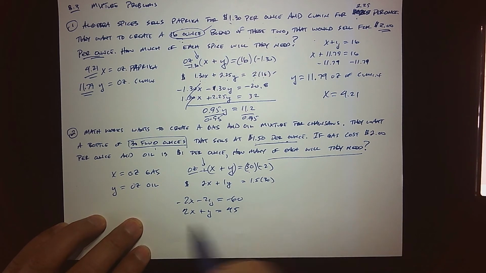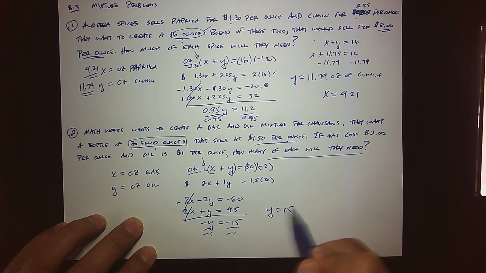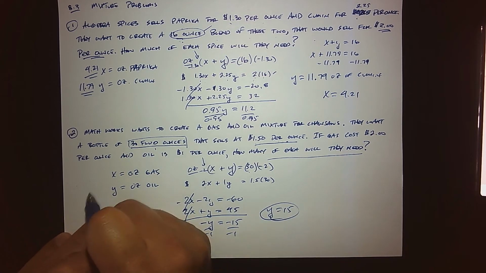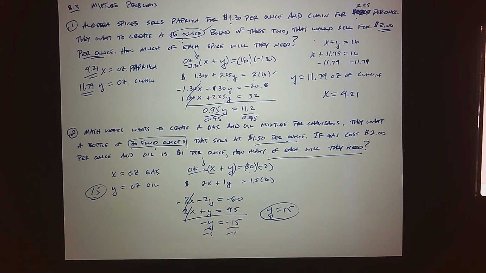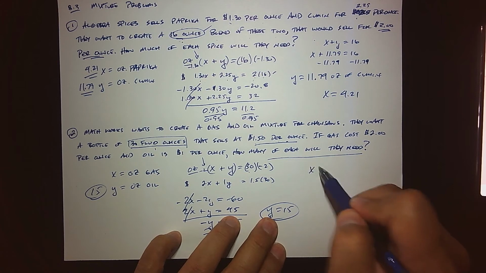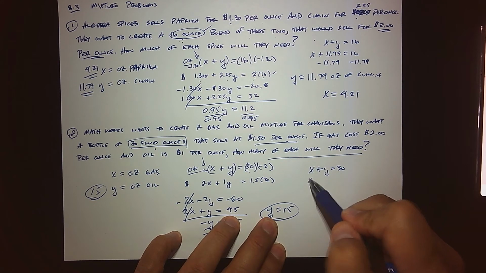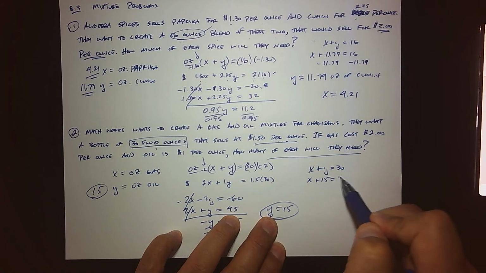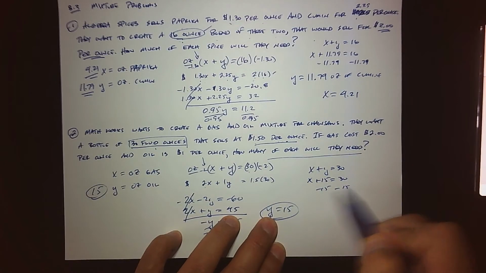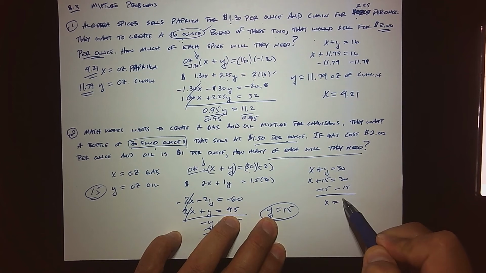Alrighty, and so adding things up, the x's cancel out. We're left with a negative y equals a negative 15. If we divide both sides by negative 1, we get y equals 15. So how many ounces of oil did they need? They needed 15. So what about the gas? Well, we know x plus y equals 30, and we know that y is 15. So subtract 15, and we get x equals 15.